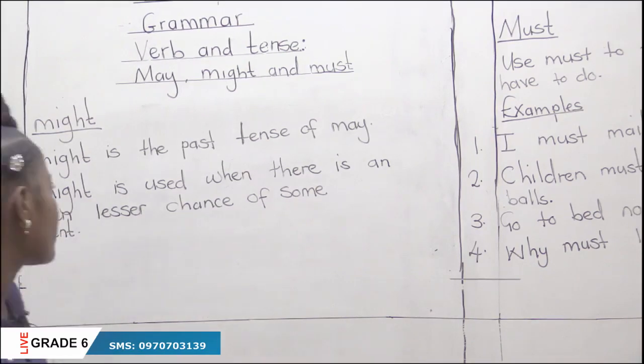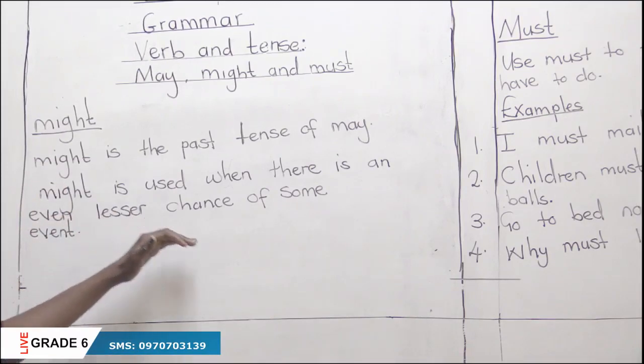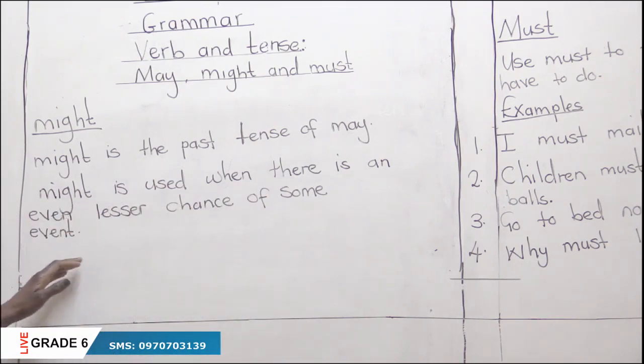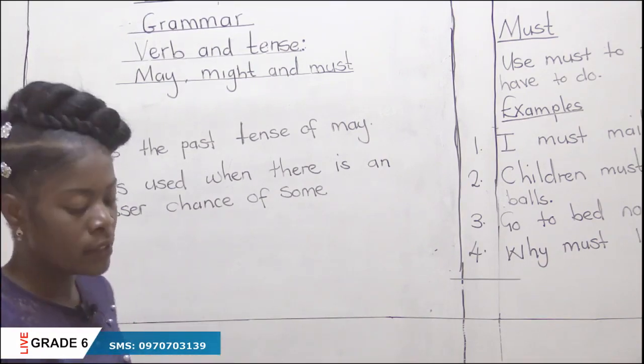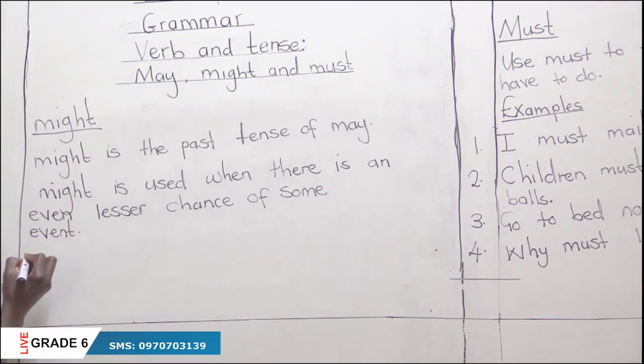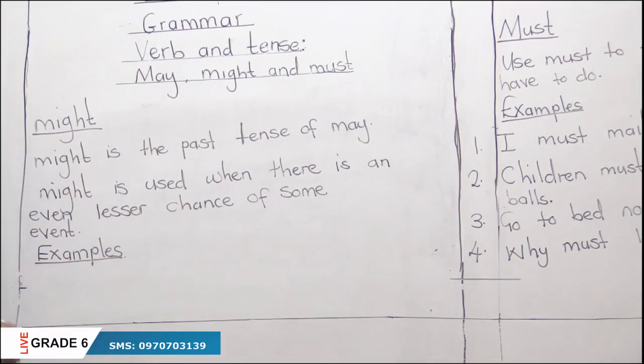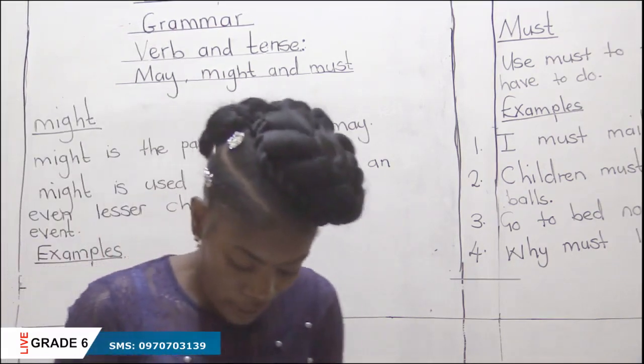Okay, boys and girls, I've said might is the past tense of may. And might is used when there is an even lesser chance of some event. Let me give you examples on how to use might.